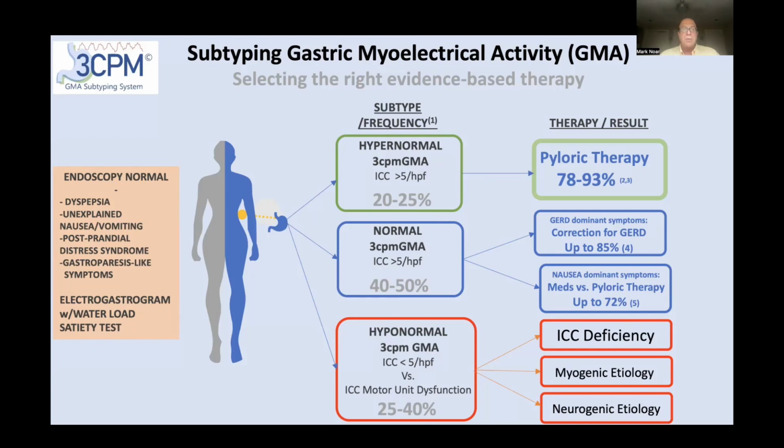Now, a very special group are your hyponormals. In this case, we suspect that there must be less than 5 per high power field of ICCs, or there is dysfunction of the ICC motor unit. This can be between 25 and 40% of patients. What we begin to do at this point is look into the patient's history and ask: do we have a problem with ICC insufficiency, deficiency, or malfunction? Or do we have something that's myogenic in etiology or neurogenic in etiology?